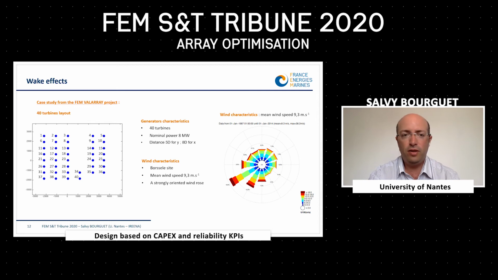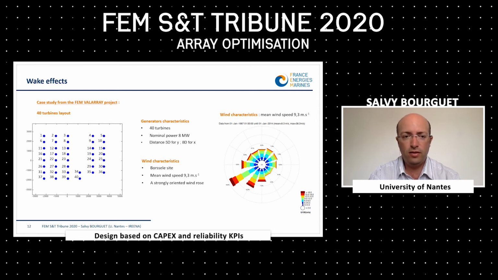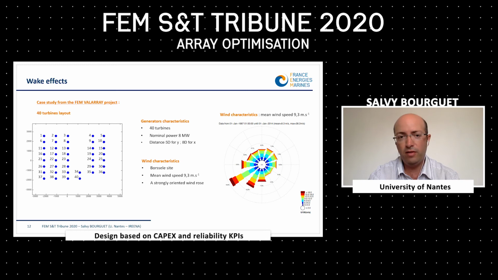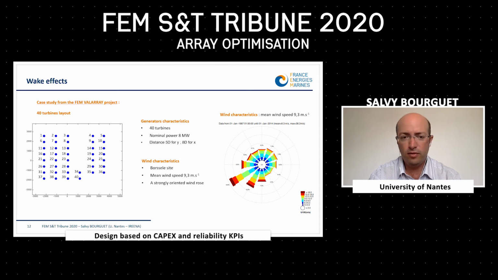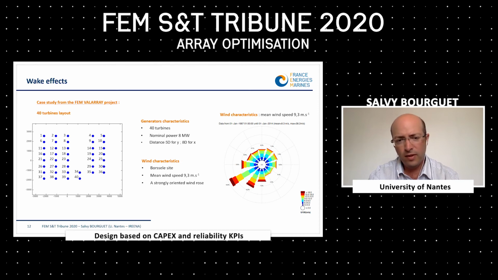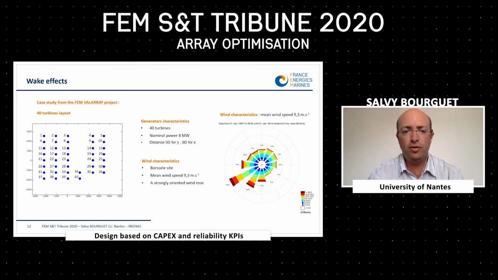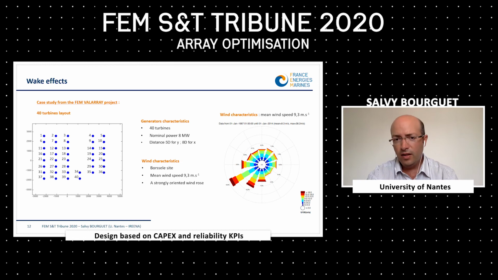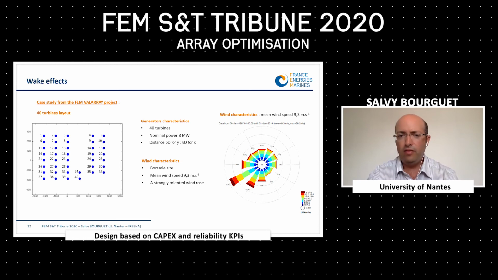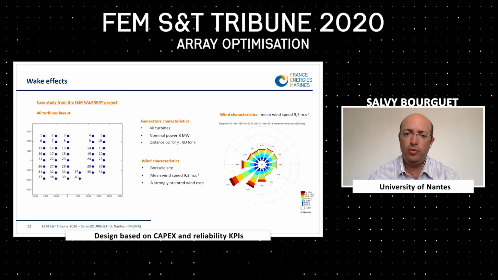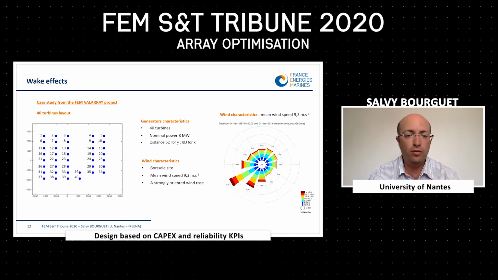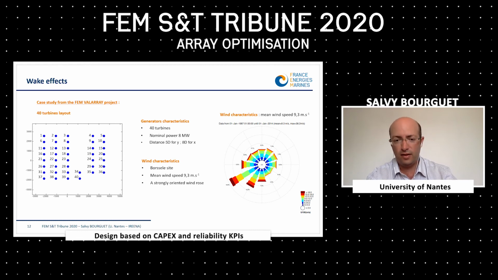Now, if we have a look at the wake effects, we can have a quick look at a case study from the France Énergie Marine Valloret project. It's a given test case with a 40 turbines layout, as you can see on the left. And there is an exclusion zone between the third and the fourth row. Here we have 40 turbines with a nominal power of 8 megawatts, and the distance is 5D for the y-axis and 8D for the x-axis.